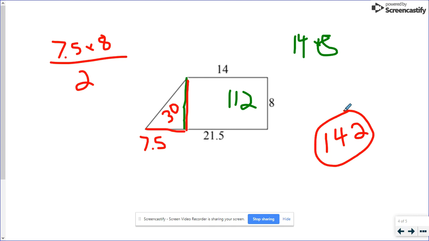So anytime you see these shapes, it's best to break them into pieces and find the different shapes that you do know how to find the area for, quadrilaterals, especially parallelograms or rectangles or squares, and then you always have your formula for triangles as well.